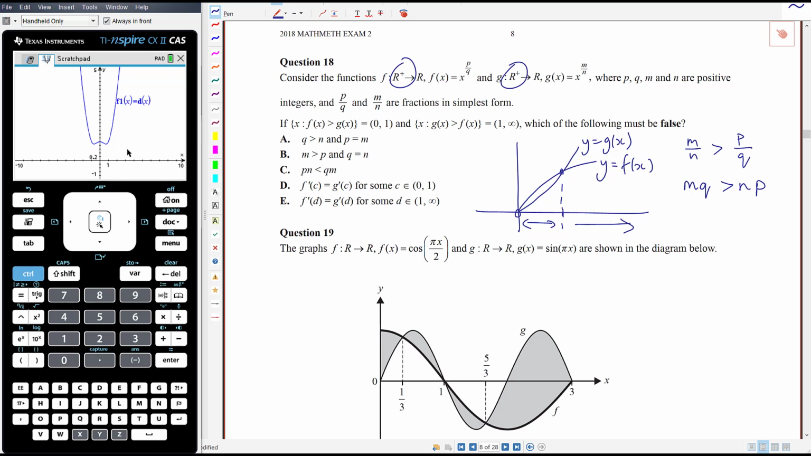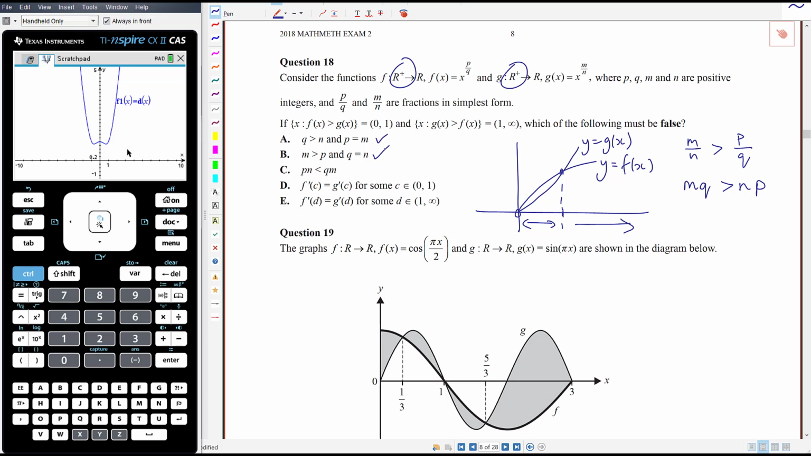Okay, so let's see if we can narrow some of these out. So we want to know which of these must be false. So q is greater than n and p is equal to m. Okay, if p were to equal m in this inequality, that would essentially cancel them out. We could divide by them because they're the same thing, and it would leave us with q bigger than n. So that's true, as long as if p is equal to m, then q is bigger than n. M greater than p and q equals n. So again, if q were to equal n, those would cancel out, and m would indeed be bigger than p. So that would be true.